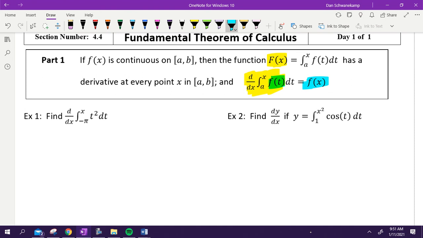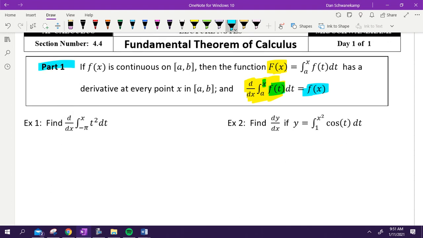Now, that is only true if your upper bound is just an x. If your upper bound is just an x, when you take the derivative of the integral, they cancel each other out. It's just whatever is given. That's what we're going to try to work through, and we'll show you some different things. Let's put it into practice. Again, this is called the fundamental theorem of calculus, part 1.